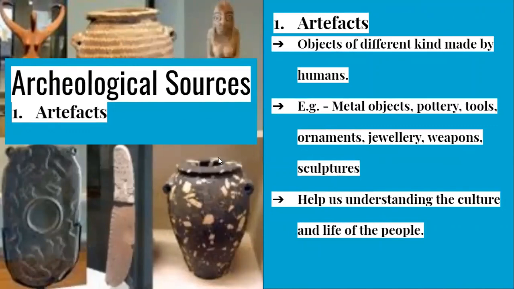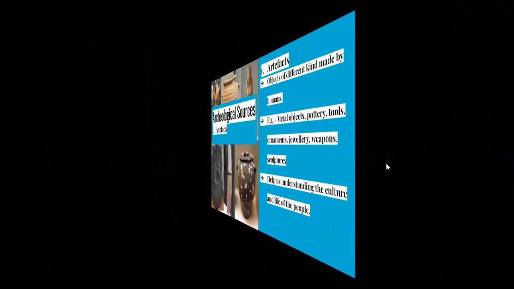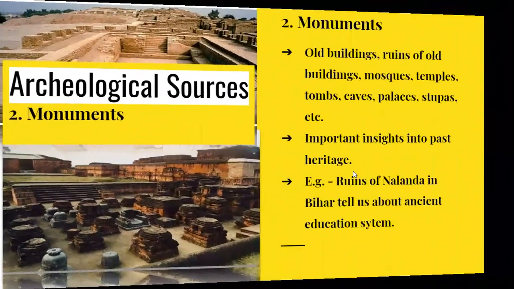For example, if this is a pot, what is this pot made of? What kind of techniques are used to make this pot? What kind of materials have been put in it? So you get to know a lot about the life of the people, the culture, from that particular period. That is how artifacts are very important. So the next, children, is monuments.